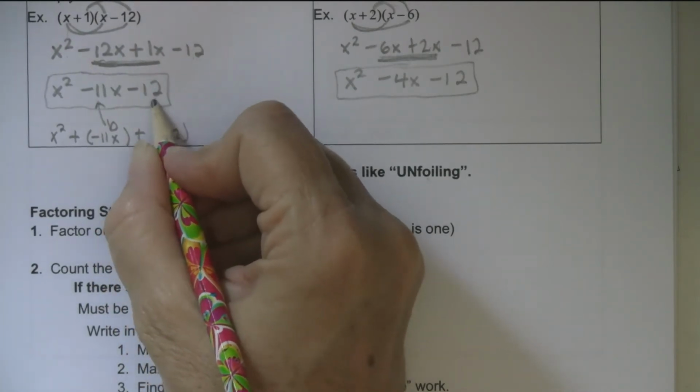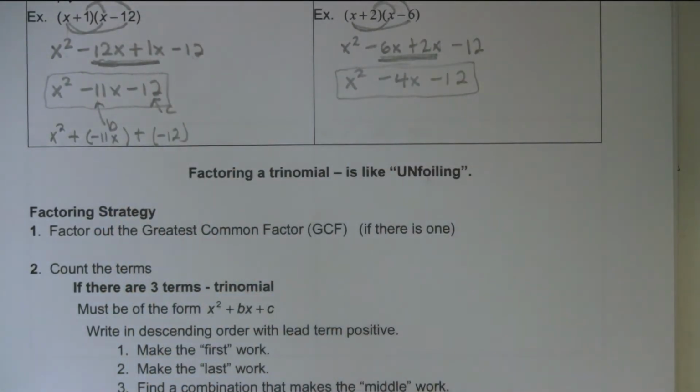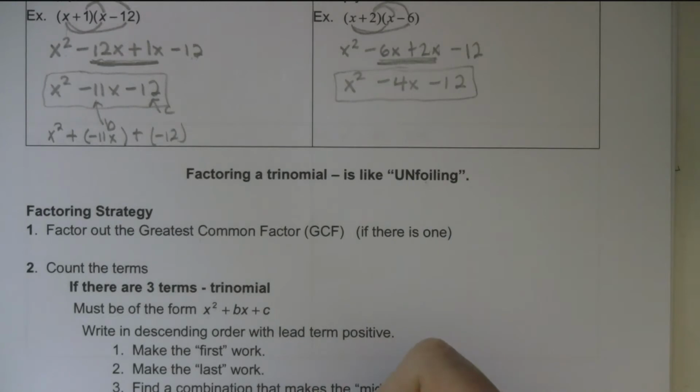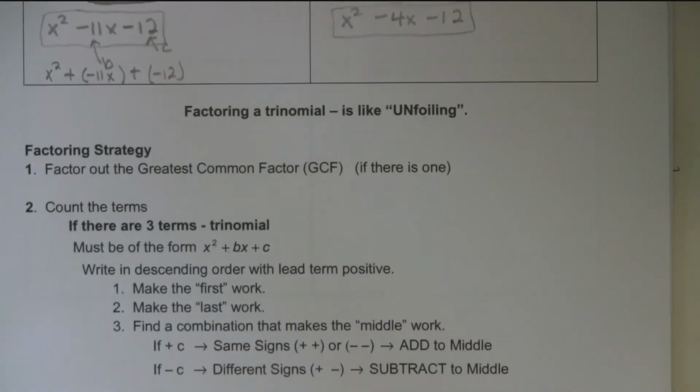And I don't write it like that, but just so you know. So it is of the form, okay? And so same over here. You could redo that if you wanted. So the B is negative 11 and the C was negative 12, but I don't worry about it. It's of this form. This could be a plus or a minus, and this is a number and that's a number. You write it in descending order with the lead term positive.